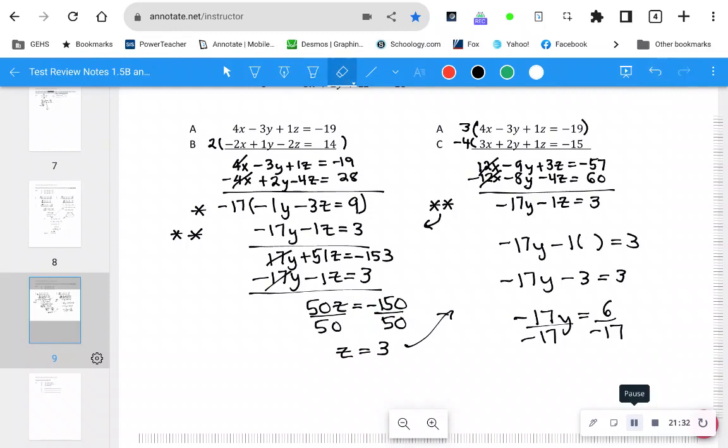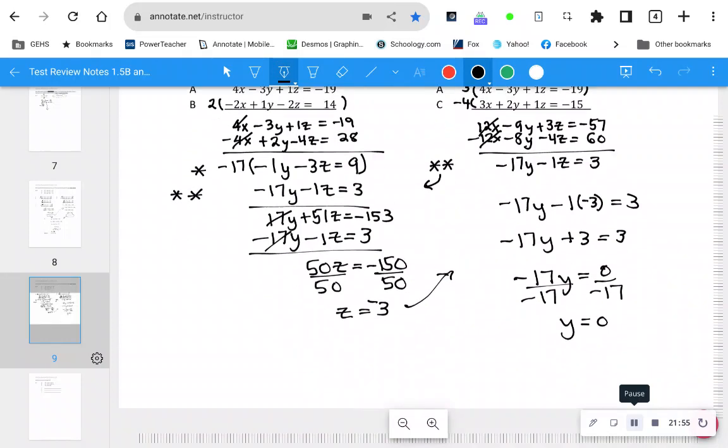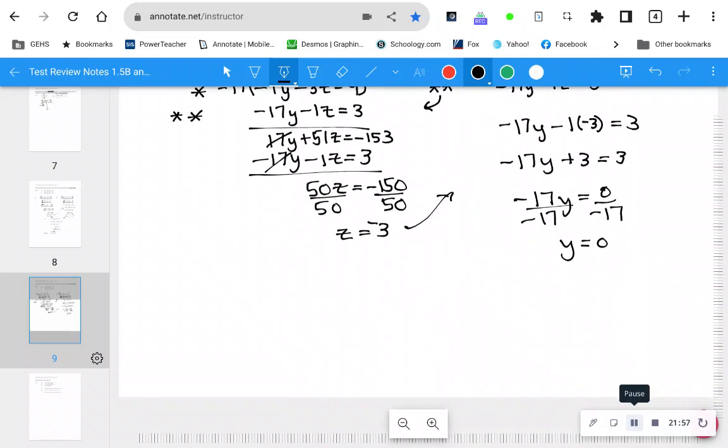Okay, so that needs to be changed, and we'll follow that through here. We've got a negative 3 there, and it's going to be negative 3, positive 3, and what that does is when you subtract 3 off both sides, you get 0 here, and 0 divided by negative 17 is 0. So y equals 0 there. Okay, much friendlier answer, and I just made one little mistake there.